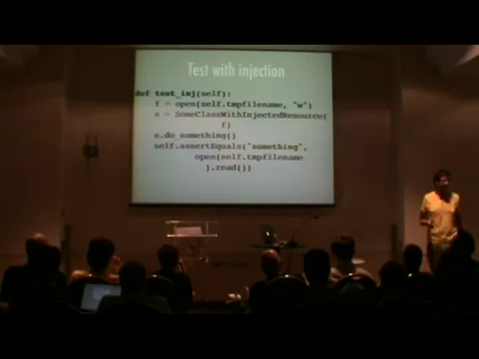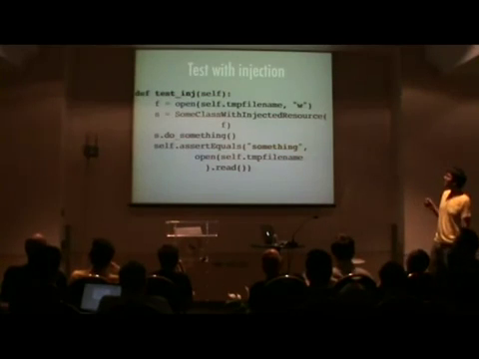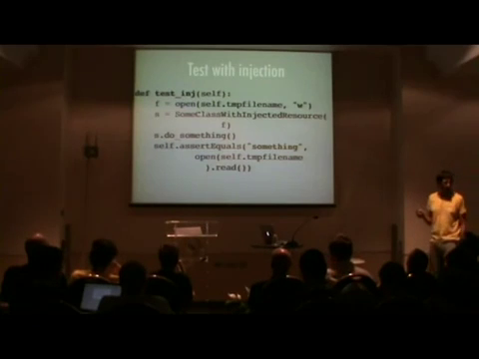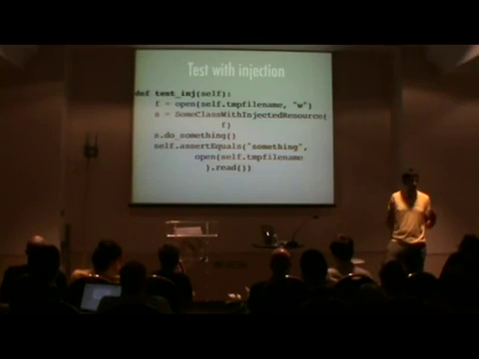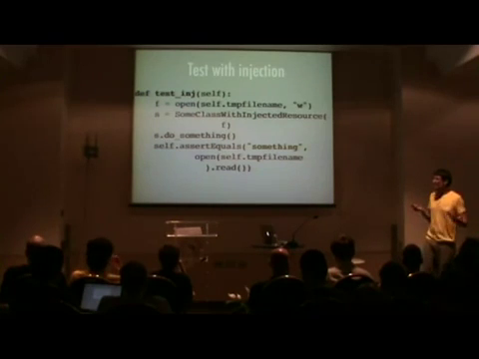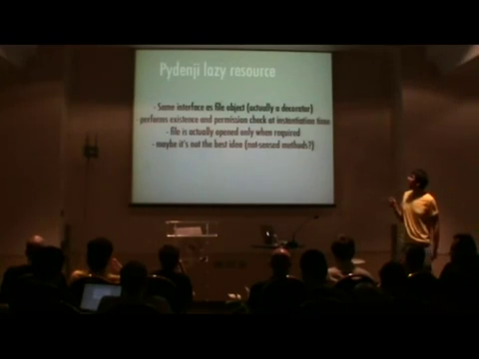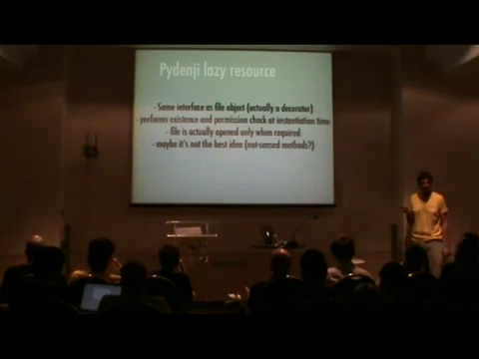Okay, sorry, this is the test with injection. You need to do nothing, just inject your own file in the constructor. And if you really needed something like an object that is a file which is not opened unless it is accessed, what I did in Dependency, for example, is to create a lazy resource object.